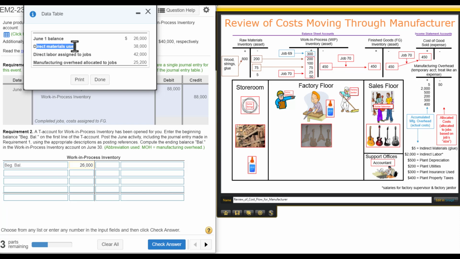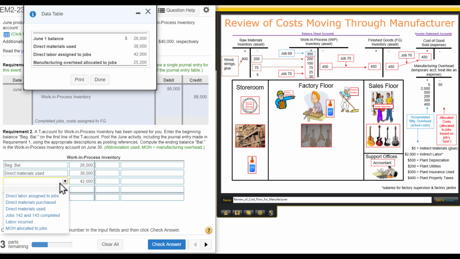So the direct materials used is 38,000, so that increased the work in process inventory account. Direct materials used, not purchased. Purchased would have been over here in raw materials. And then we have direct labor assigned to cost, so similar to when we assign direct labor to the guitar job. We have $42,000. That increased our work in process. Direct labor assigned to jobs.